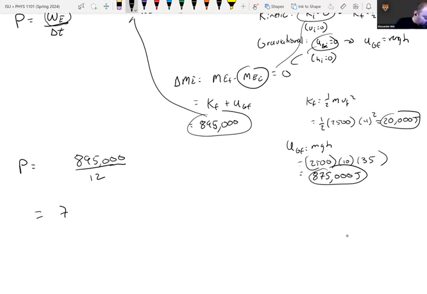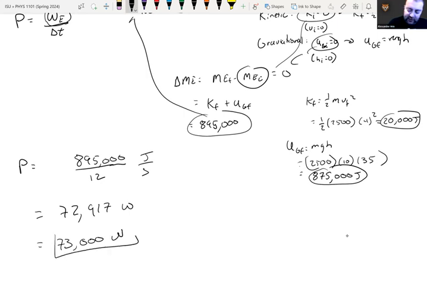72,917. I would probably just call this 73,000. And the units again are joules per second, and joules per second is going to be a watt. So keeping 2 sig figs becomes 73,000 watts.